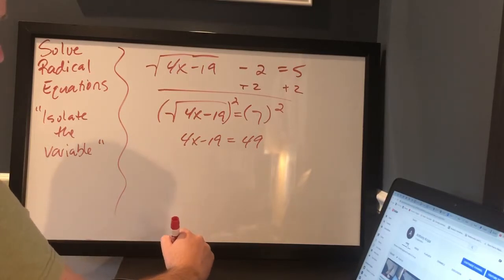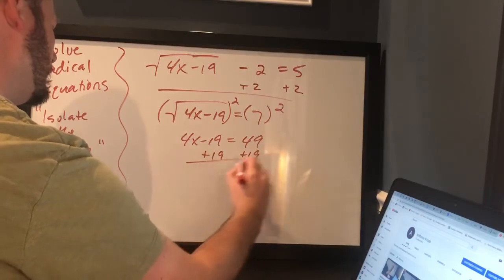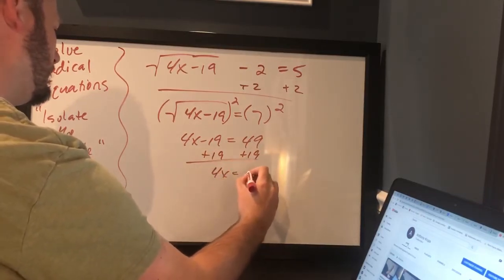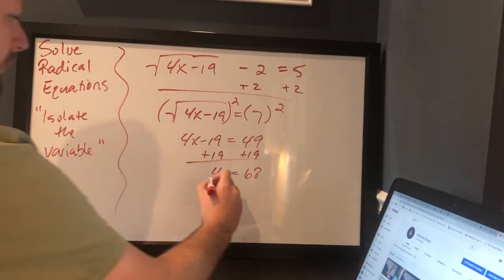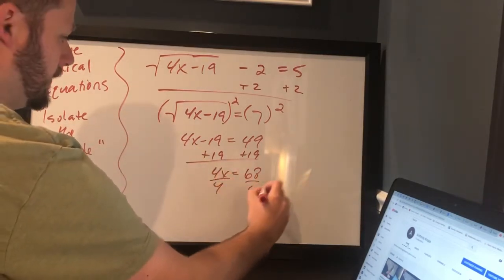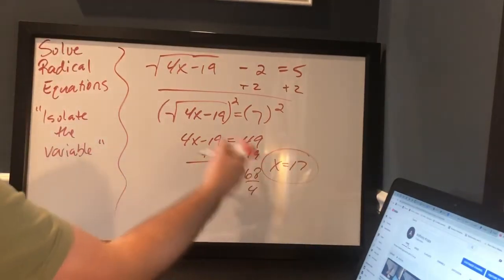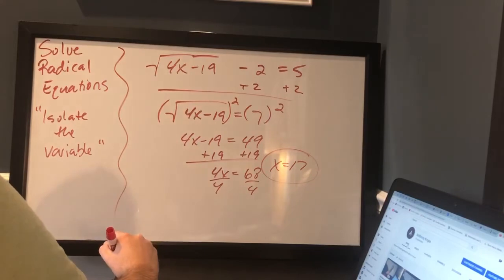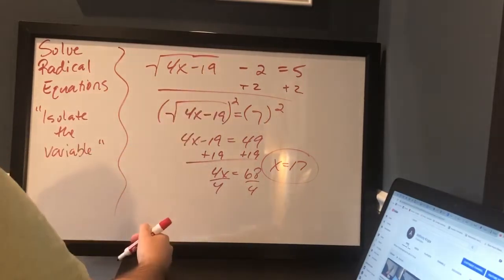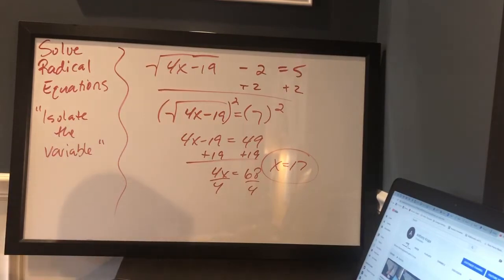Good so far. Then we add 19 to both sides, and we get 4x equals 68. When we divide both sides by 4, we find that x equals 17. Now you can plug this back in up here: 4 times 17 minus 19, and then subtract 2 and get 5. If you plug it back in, that will actually work.